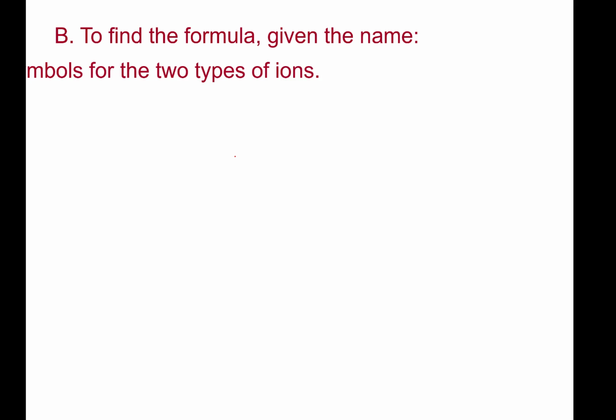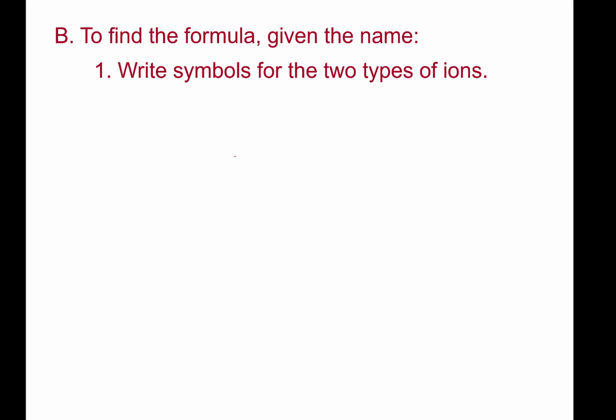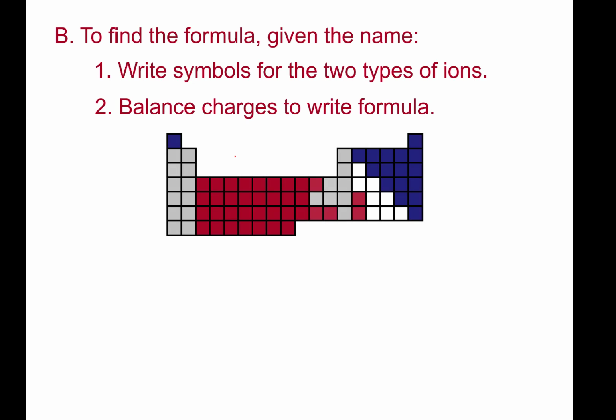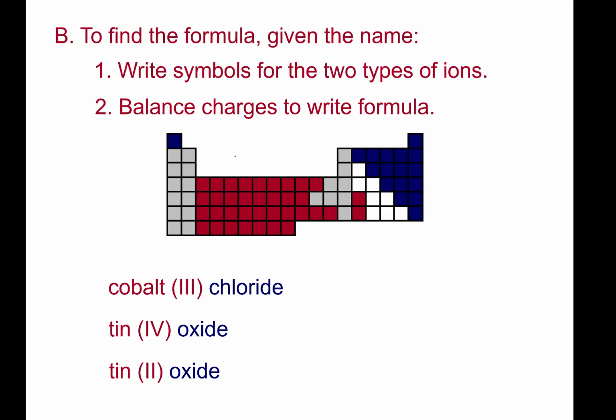How do we find the formula given the name? We write the symbols for the 2 types of ions, then balance charges to write the formula. Let's look at these examples. So we have cobalt 3 chloride. So they're telling us that cobalt has a 3+ charge. That's what the Roman numeral says. And chloride is just chlorine with the ending changed. So chlorine has a -1 charge. So we're going to need 3 chlorines for every 1 cobalt. So the formula is CoCl3.